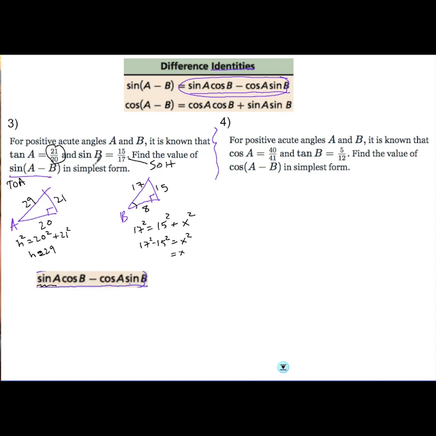Now let's put it together. Sine of A, here's A, sine SOH, opposite over hypotenuse, 21 over 29, multiplied by cosine of B. Go over here to B, cosine CAH, adjacent over hypotenuse, minus cosine of A, CAH, 20 over 29, times sine of B, opposite over hypotenuse.